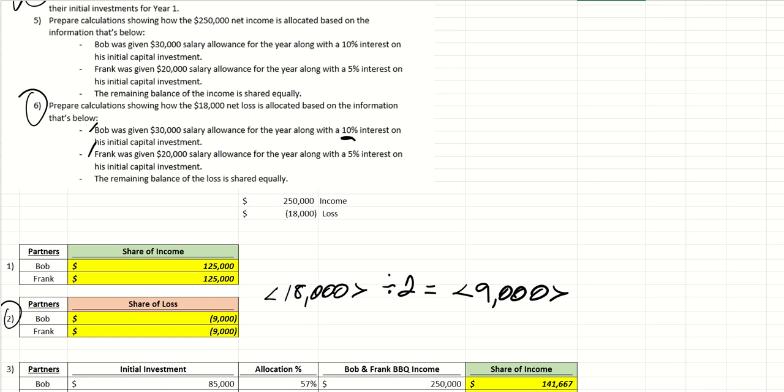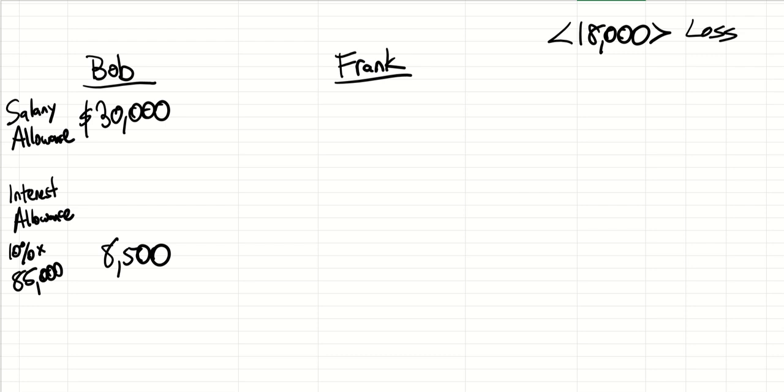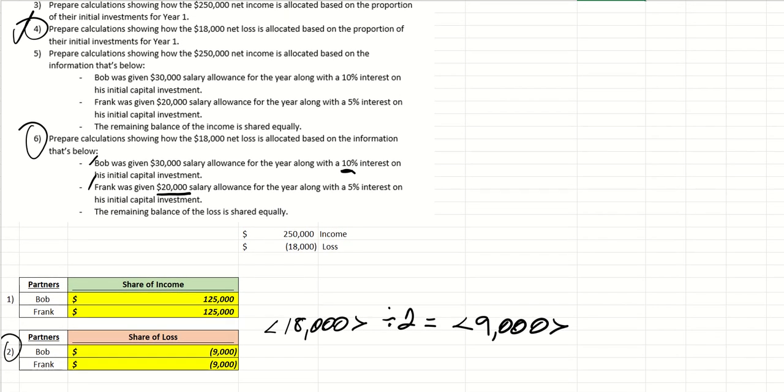Frank was given $20,000 salary allowance for the year, along with a 5% interest on his initial capital investment. So taking it step by step, we're going to first focus on including the salary allowance that was given to Frank of $20,000. Okay, so I'm going to put on here salary allowance for Frank was $20,000. Then I'm going to read on. Along with a 5% interest on his initial capital investment.